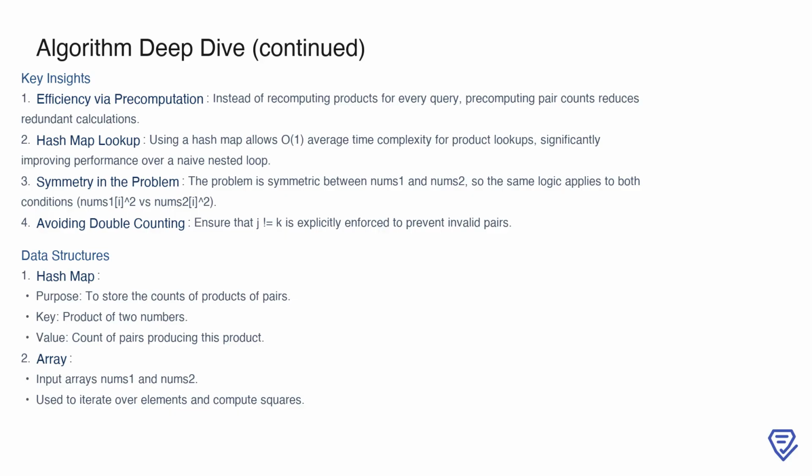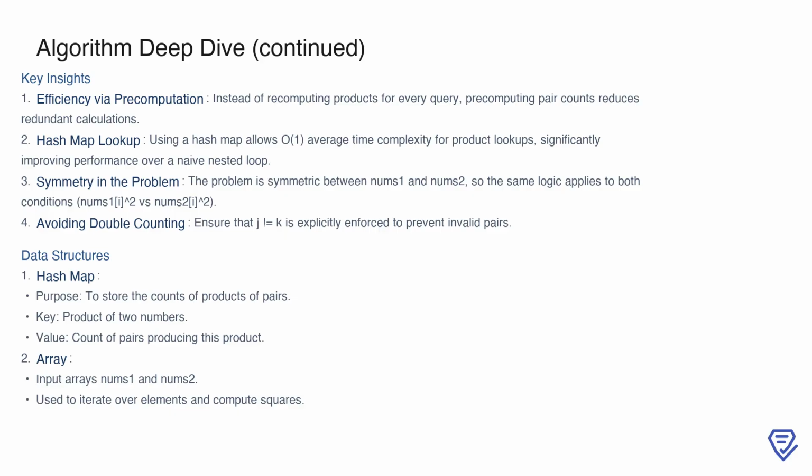Second, the use of a hash map enables fast lookups, achieving an average time complexity of O(1) per query. Third, the problem structure is symmetrical, meaning the same logic applies for both nums1 and nums2, simplifying the implementation. Finally, it's critical to ensure we avoid double counting by explicitly enforcing the condition that the indices of the pair, j and k, must be distinct.